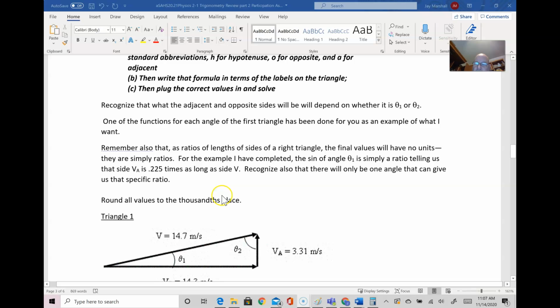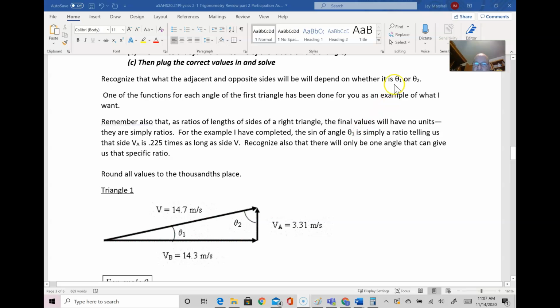Okay? Now, recognize that the adjacent and opposite side will be different depending on the angle. So if I have theta 1 here, this side will be the opposite side, and this side will be the adjacent side, and this side will be the hypotenuse. If I have angle theta 2, the hypotenuse will still be the same because that's always the side opposite the right angle. But for theta 2, this will be the adjacent side, and this will be the opposite side. And that's backwards from the way it was for angle theta 1.